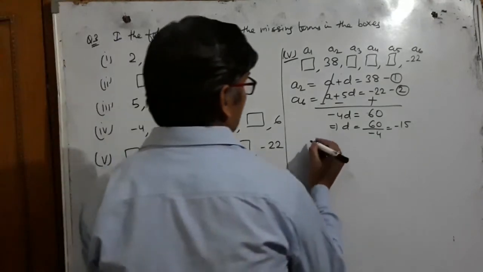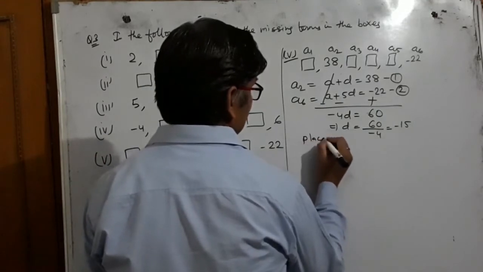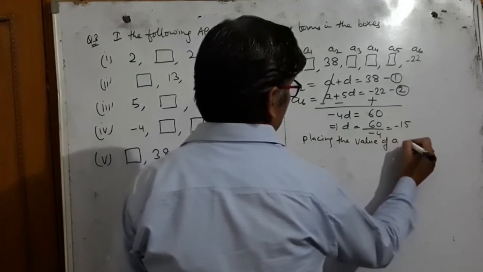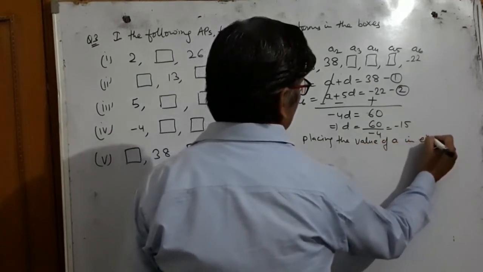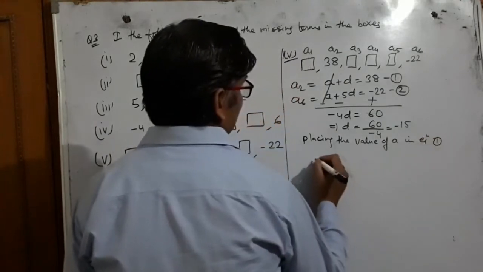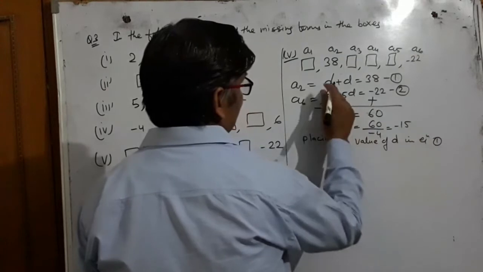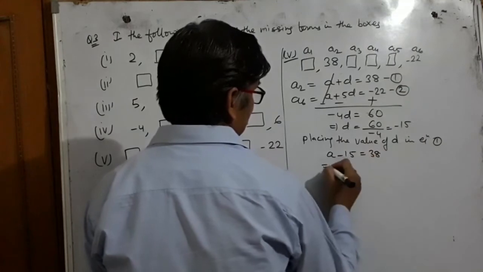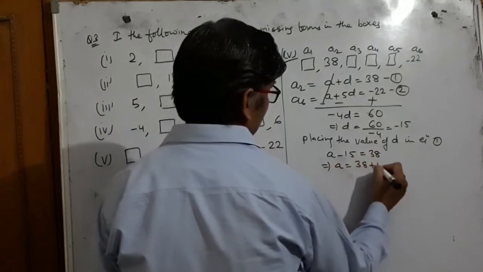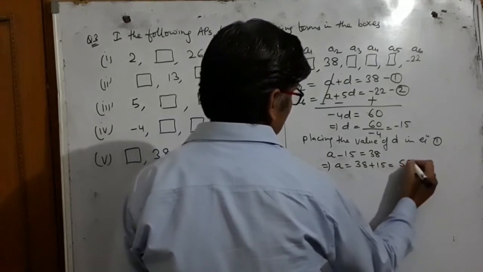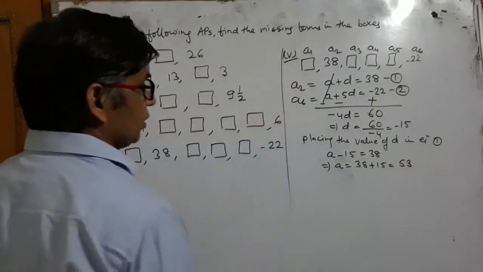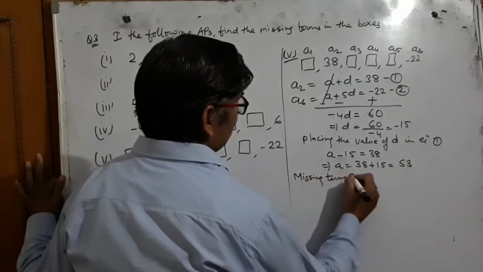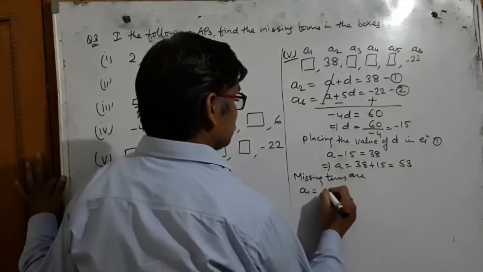Now placing the value of D in equation 1: A plus D, with D as minus 15, equals 38. So A equals 38 plus 15. This is 53. The missing terms are A1, and A1 is 53.